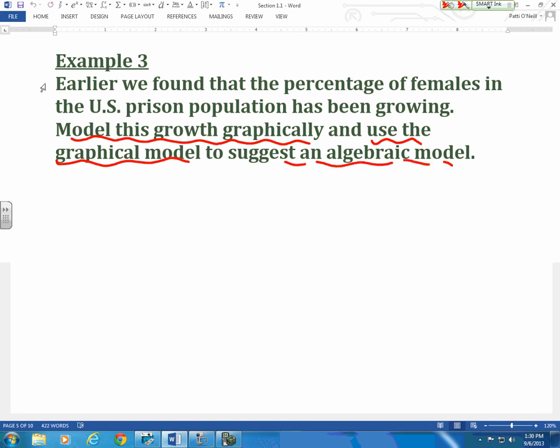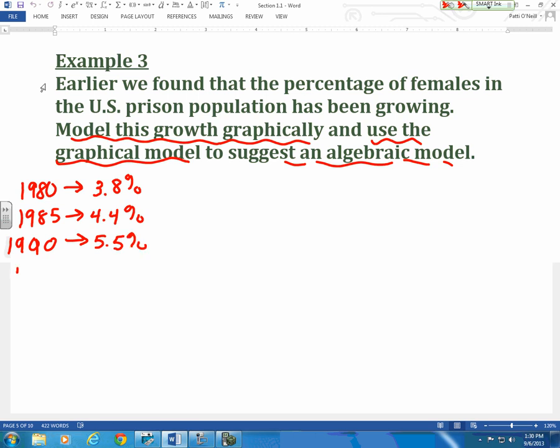So what we know is this. Let me just flip back to the numbers that we had. We knew in 1980, 3.8% of the prison population was female. In 1985, it was 4.4%. In 1990, 5.5%. In 1995, 5.9%, and these values are all coming from what we looked at before, and then 6.7%.